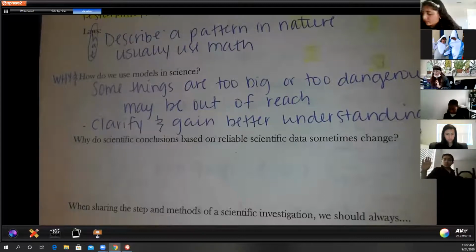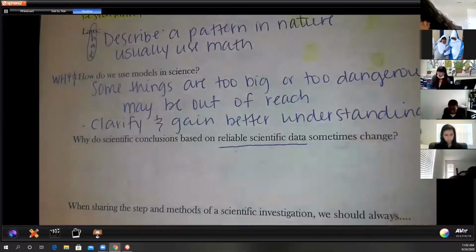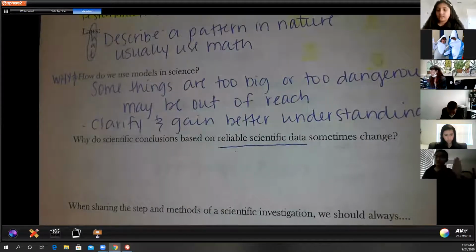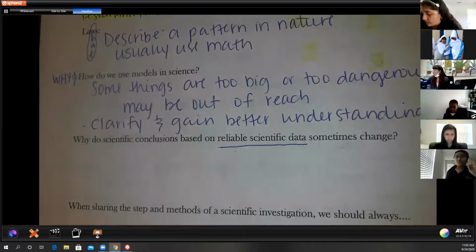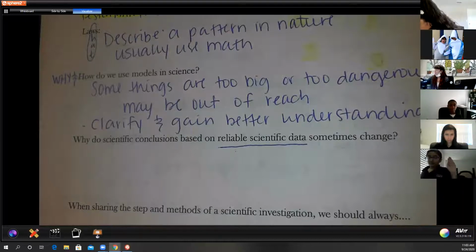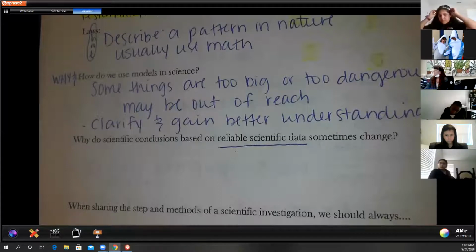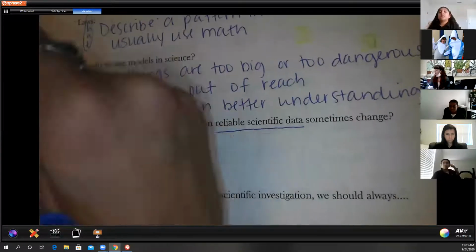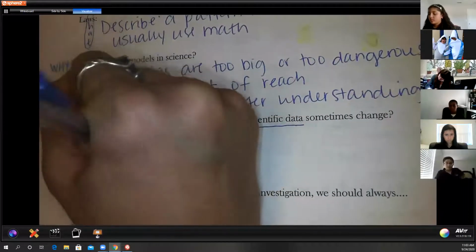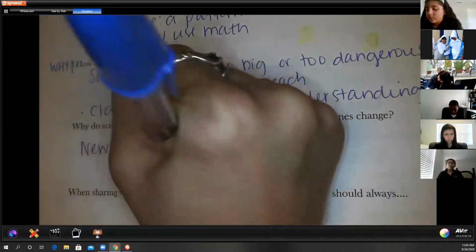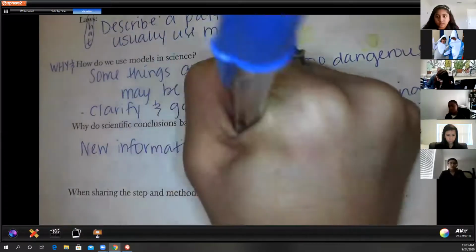Why do scientific conclusions that are based on reliable data sometimes change? Why might scientific conclusions change? What do we think? Amiri? We could get more advanced technology to test out different ways. So if we get new technology, what might we gain? More knowledge. Good. That's exactly what I'm looking for. Sometimes new information can lead to new ways of thinking.